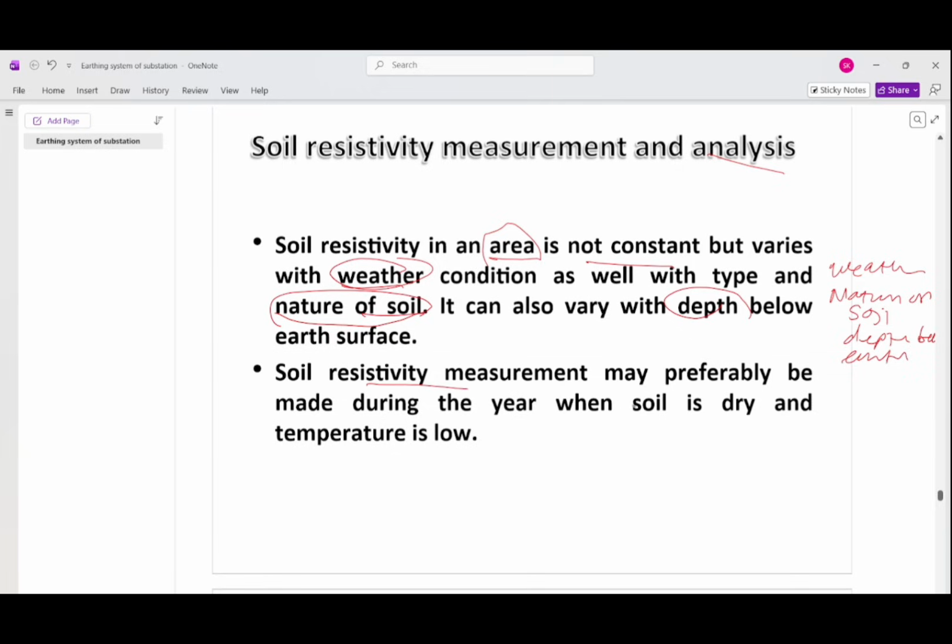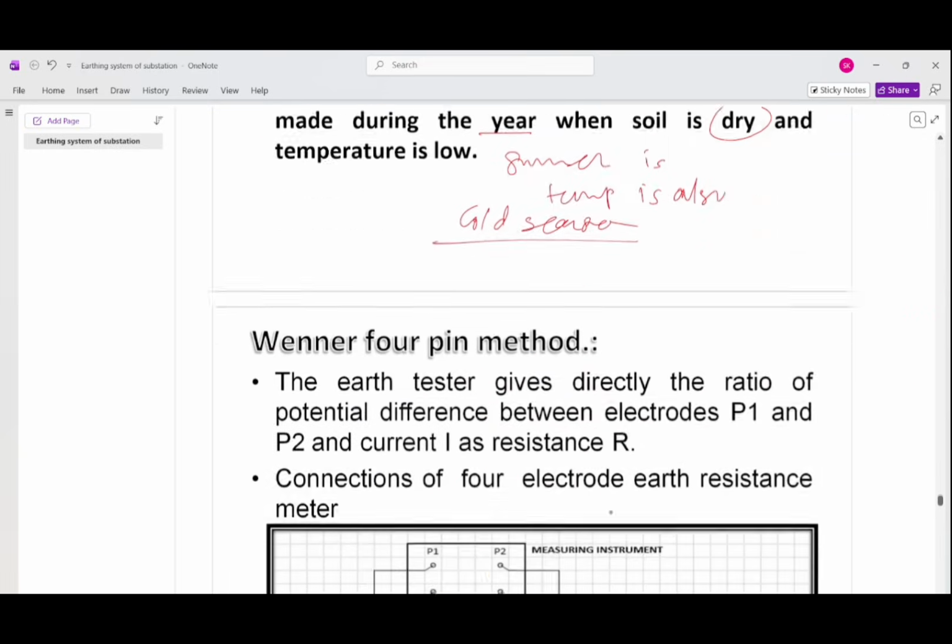Soil resistivity measurement may preferably be made during the time of year when the soil is dry. So in summer it is done, and temperature is low. Temperature is also low, so mostly in the cold season we can consider the measurement of the earth soil resistivity.